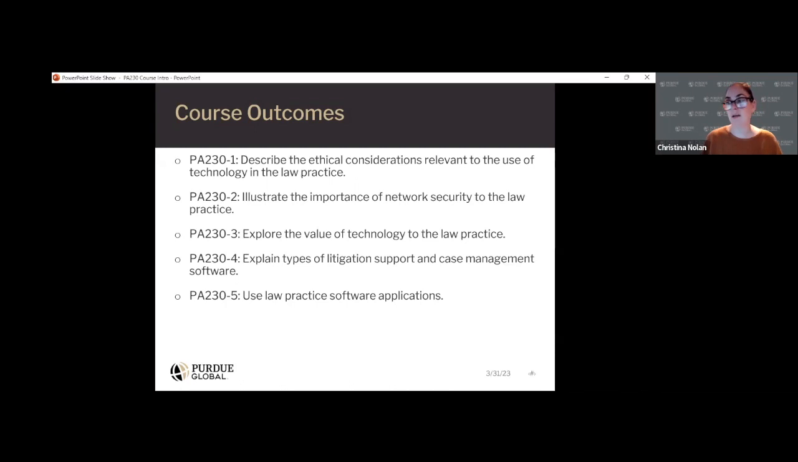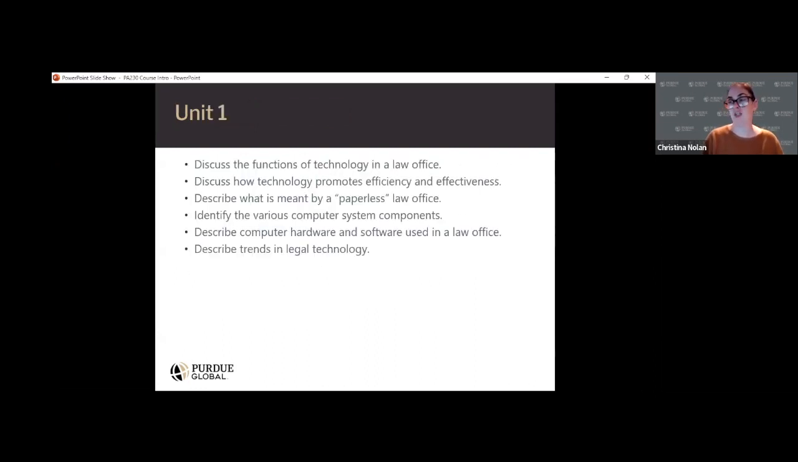The value of technology to the law practice, specific types of litigation support and case management, and you'll use some law practice software applications. So unit 1, we're really looking at the basics. So how do we use technology in the law office? What's a paperless law office? I started practice of law when we had file rooms. We had heavy files. That's gone for most cases. Some law firms still have paper files, but we're moving out of that.